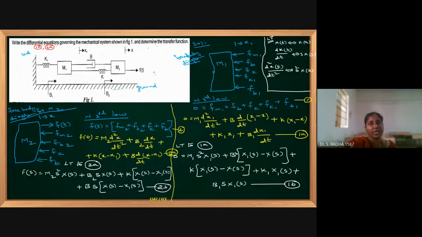Now going to the transfer function. Transfer function means we have to apply Laplace transform, and hence we got 2c and 1c in order to find the transfer function. Transfer function means Laplace transform of output by Laplace transform of input.